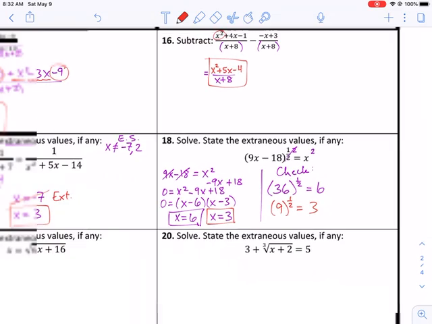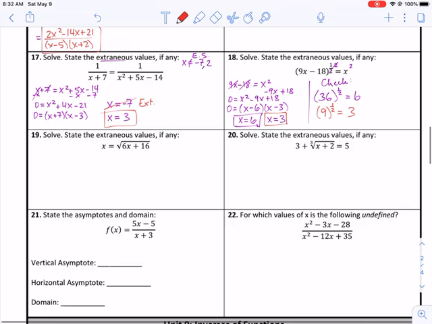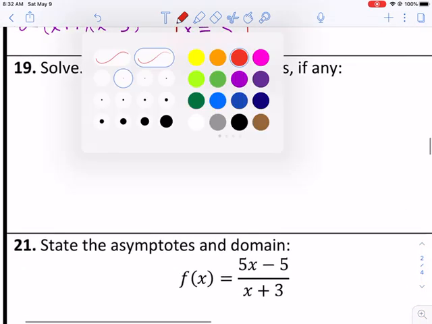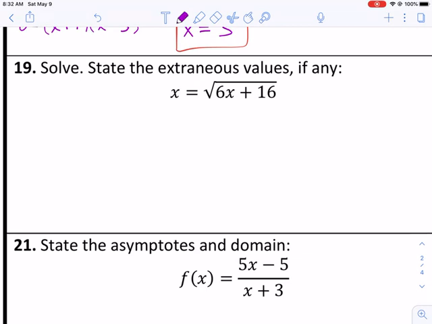And then we can move forward. So no extraneous solutions in that one from what we solved. All right, number 19, solve and state the extraneous values, same as before.